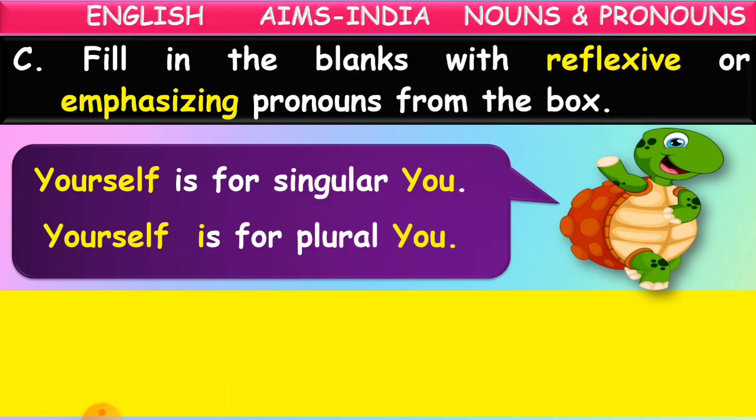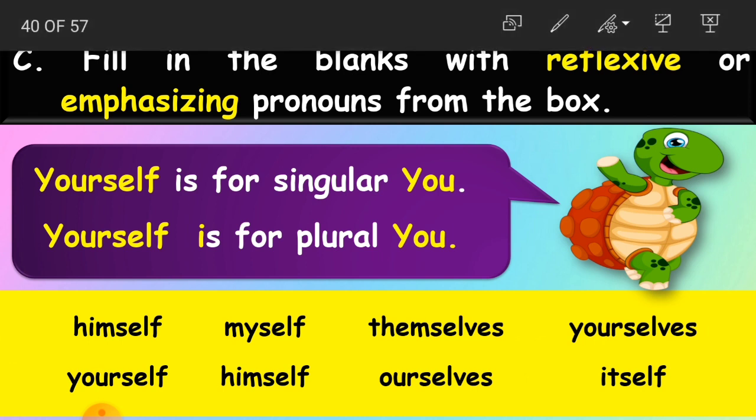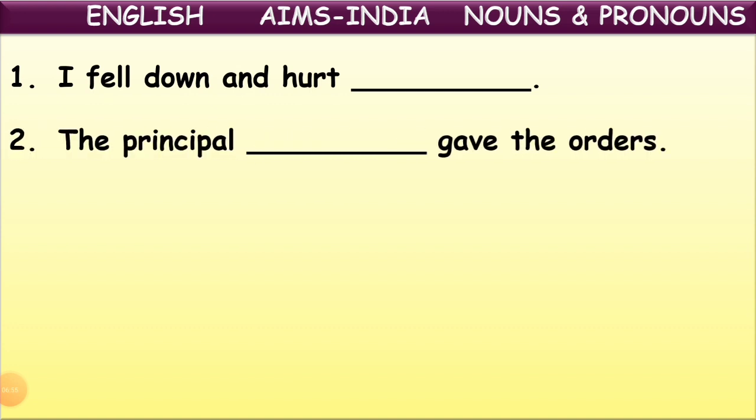Okay, now here: himself, myself, themselves, yourself, himself, again ourselves, and itself. So these are all what? Reflexive or emphasizing pronouns. Okay, children? Yes, now we'll just do some exercises on this also.